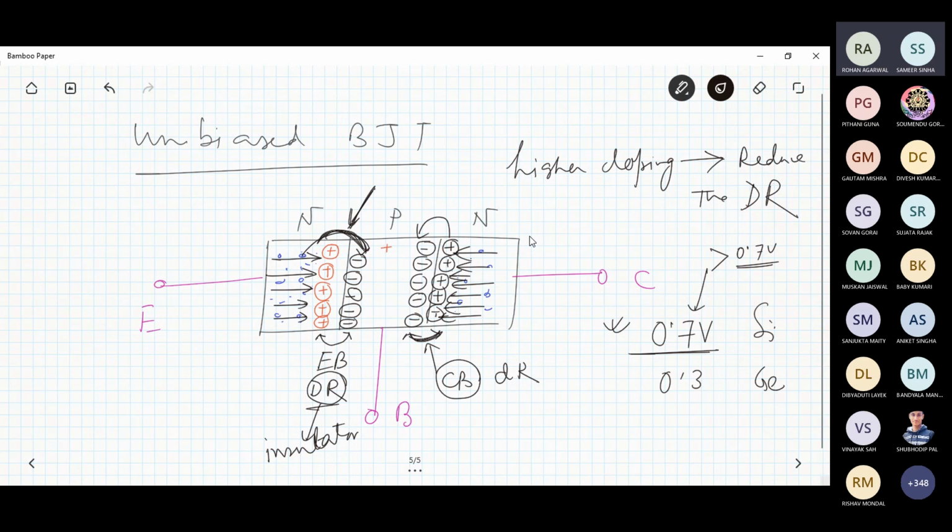Because there are three different regions, right? One is emitter, one is base, one is collector. These three regions have different doping levels. And I have already told you doping level will determine the amount of depletion region. The higher the doping, the lesser the depletion region. So definitely the depletion regions also do not have the same width.